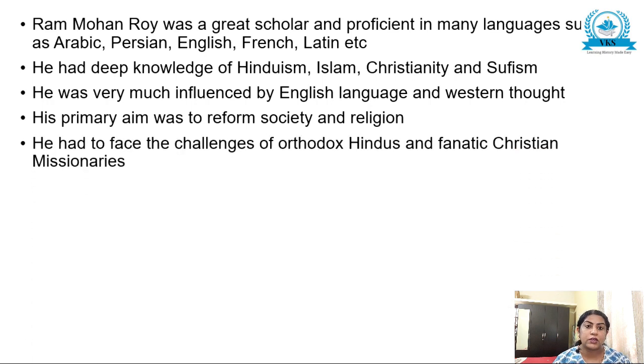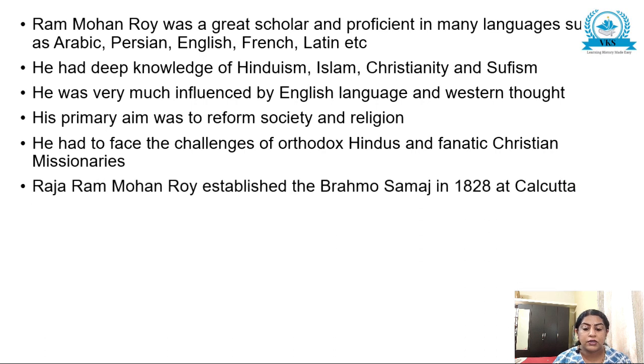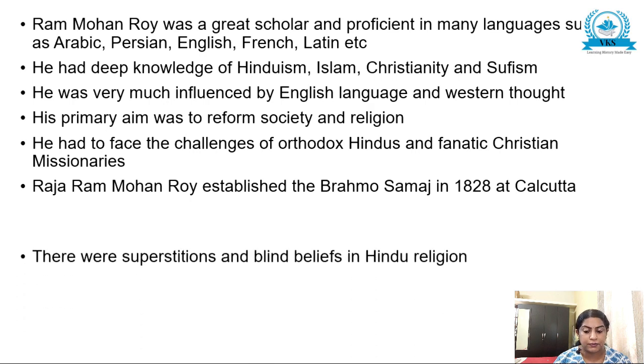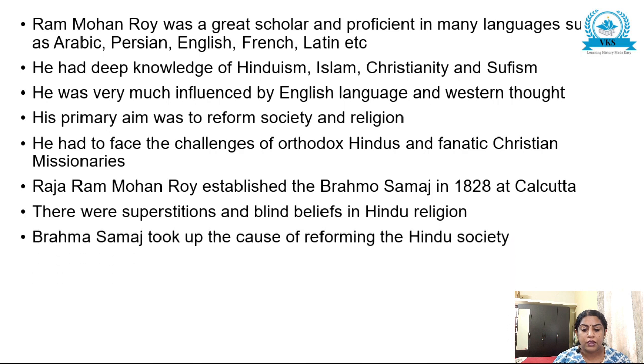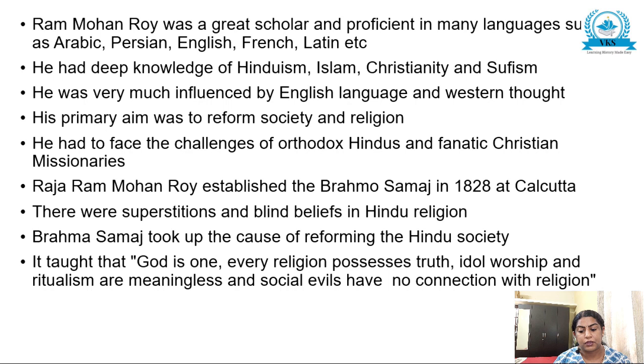He had to face challenges from Orthodox Hindus and fanatic Christian missionaries, and Raja Ram Mohan Roy established Brahma Samaj in 1828 at Calcutta. There were superstitions and blind beliefs in Hindu religion, and Brahma Samaj took up the cause of reforming Hindu society. Brahma Samaj taught that God is one and every religion possesses truth. Idol worship and ritualism are meaningless and social evils have no connection with religion.